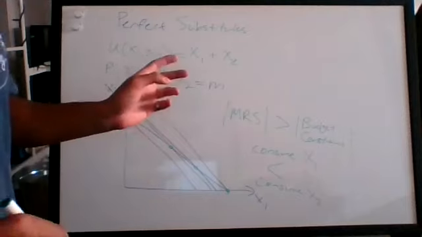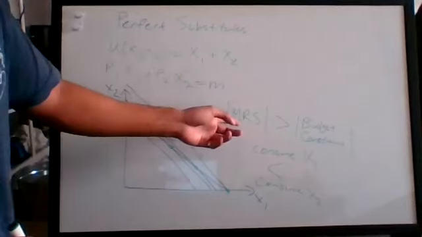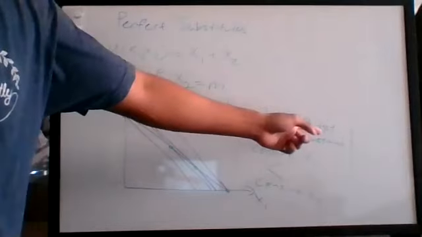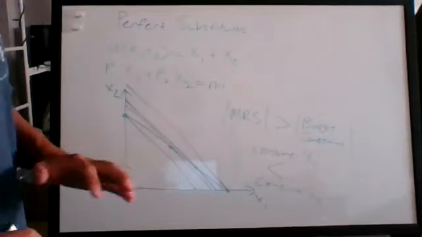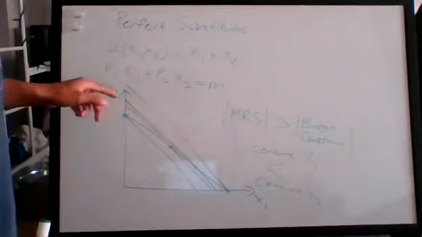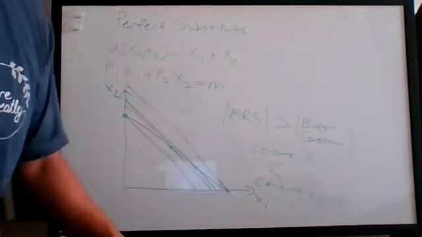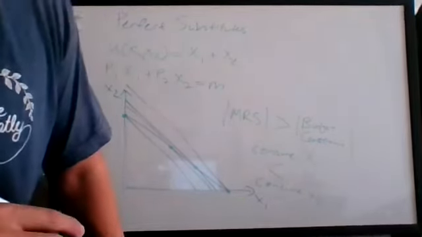Now, there is a specific case in which the MRS could be equal to the slope of the budget constraint. And when that's the case, you're indifferent between any combination of x1 and x2 as long as it's on the budget constraint.